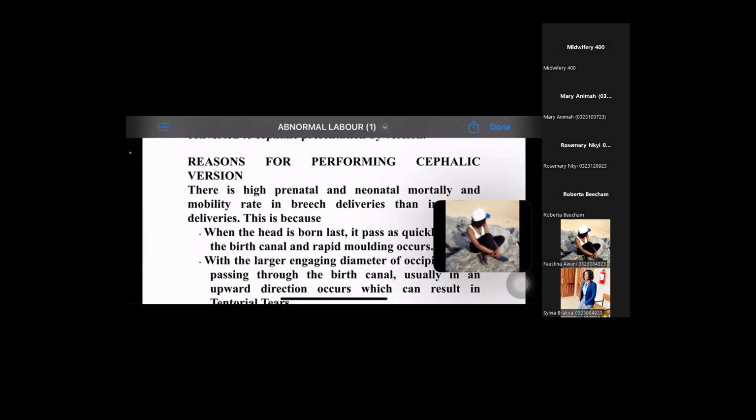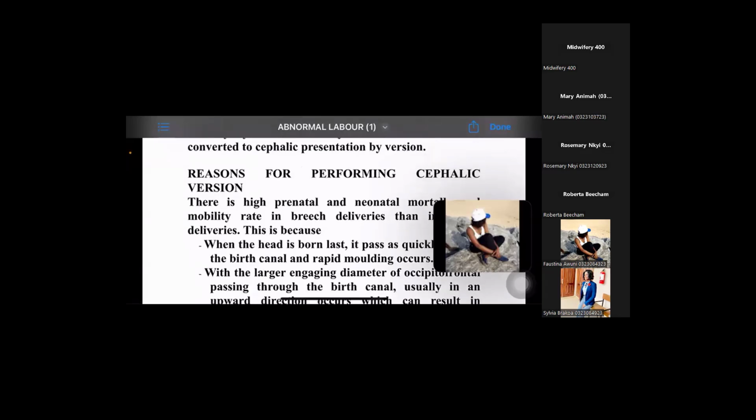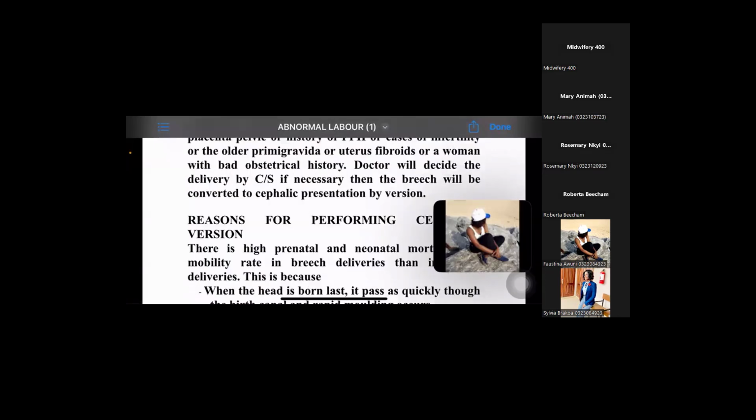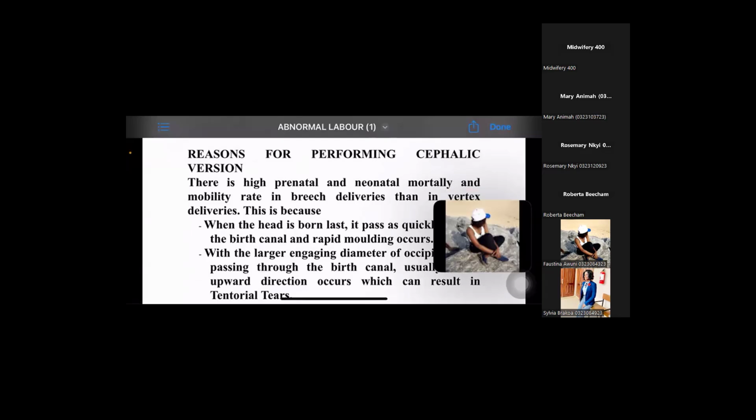So let's look at the cephalic version, reasons for cephalic version. So when we say cephalic version, what is it? What do we mean by cephalic version?